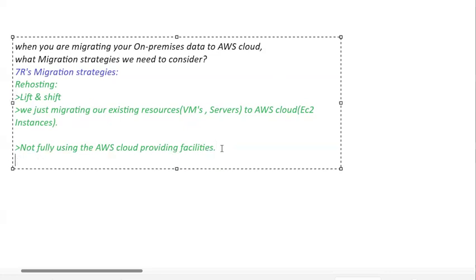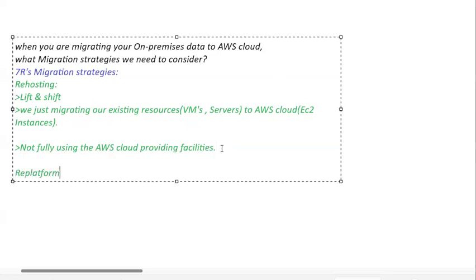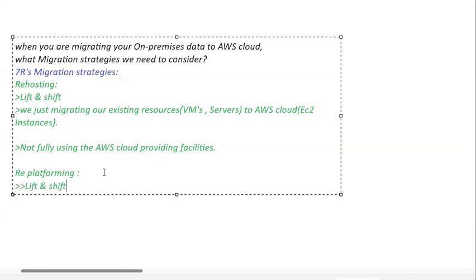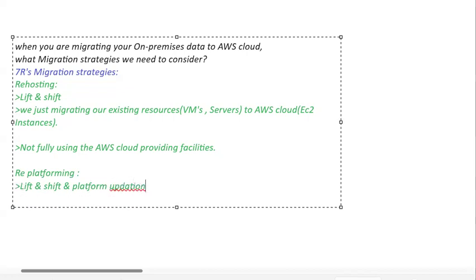Under the 7R's, the second R is replatforming. What is that? Here we are replatforming our infrastructure. In replatforming also, the same lift and shift operation happens, but the only difference is that here we can even modify: lift and shift with modification, a platform update.